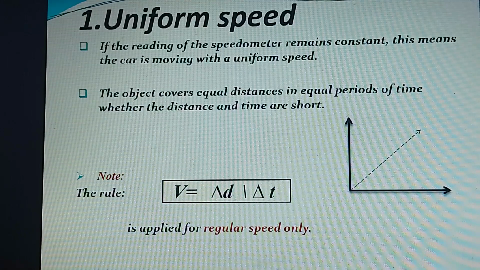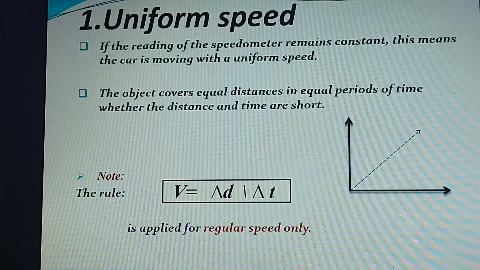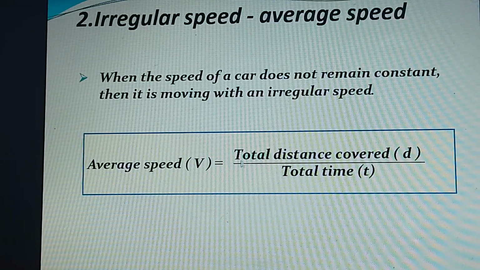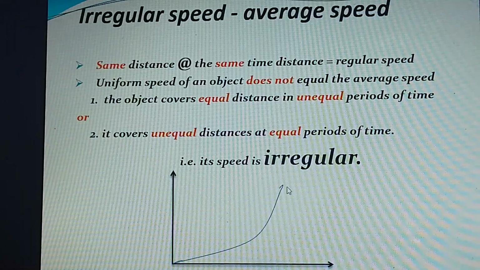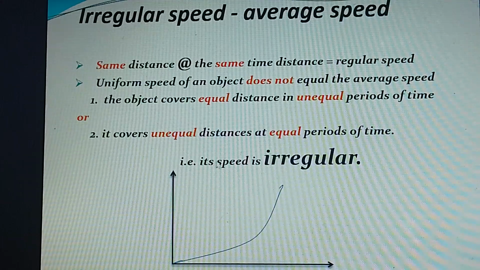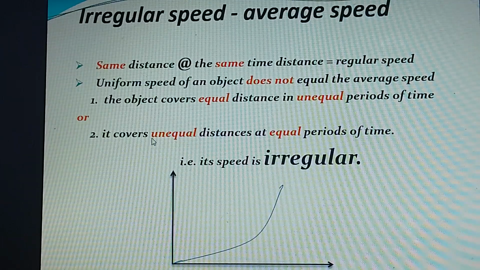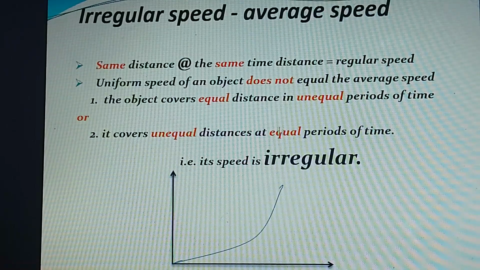The rule: V equals D over T, and D here is a displacement, not speed. Average speed equals total distance over total time. When we find a line that is not a straight line, it is irregular or non-uniform. And observe that the definition contains one word which is unequal and the other equal. We can reverse between them: it is equal or the other is unequal.